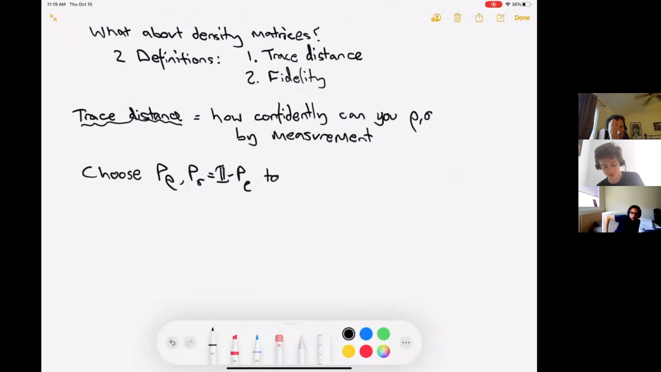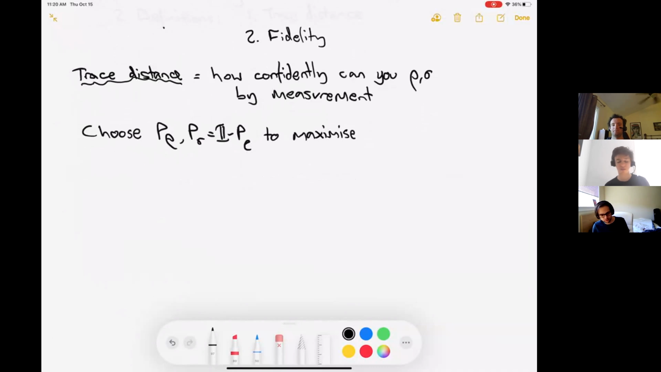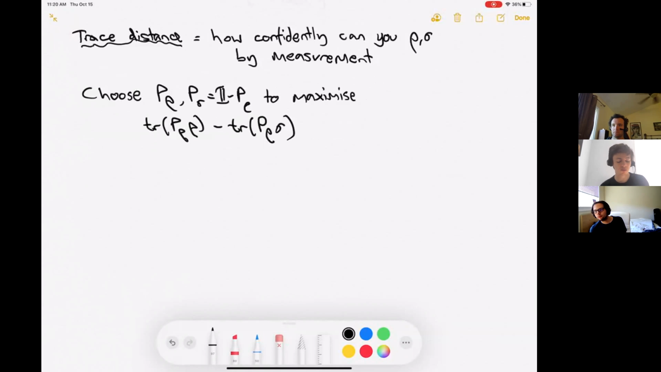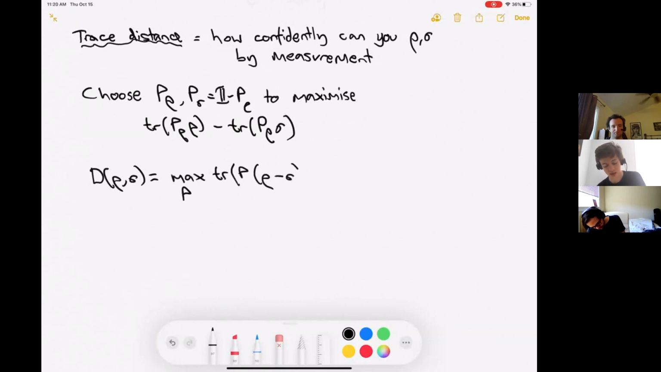And we want to choose this to maximize the probability that we correctly conclude that it's rho minus the probability that we incorrectly conclude that sigma is actually rho. Right, so we want to maximize trace of P rho times rho minus trace of P rho times sigma. That's the probability of concluding it's rho if it's actually rho, minus the probability of concluding it's rho given that it's actually sigma. So just to write that as a simple formula without so much overhead, we define the trace distance between rho and sigma as the maximum over all projectors P of trace of P (rho minus sigma).